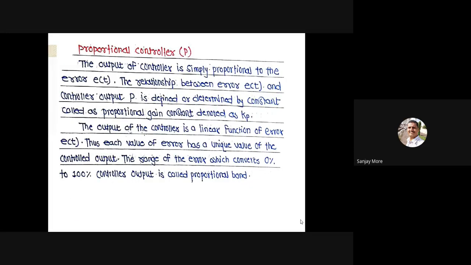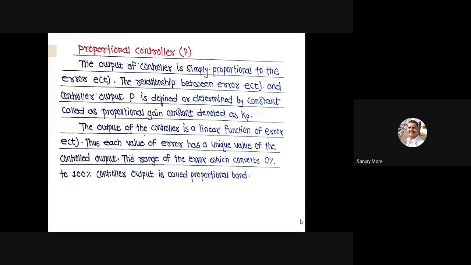Then the second one is the proportional controller. The proportional controller depends on the percentage of error occurred in this controller. It means the output of the controller is simply proportional to the error e(t). This is called a proportional controller. I repeat, the output of the controller is simply proportional to the error e(t). The relationship between error e(t) and controller output P is determined by a constant called the proportional gain constant, denoted as Kp.